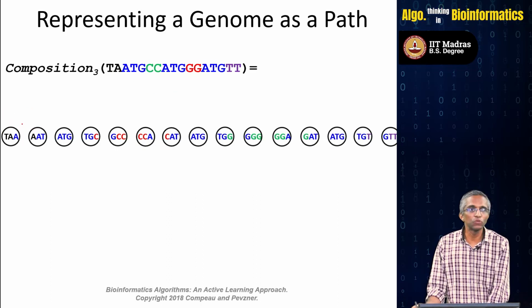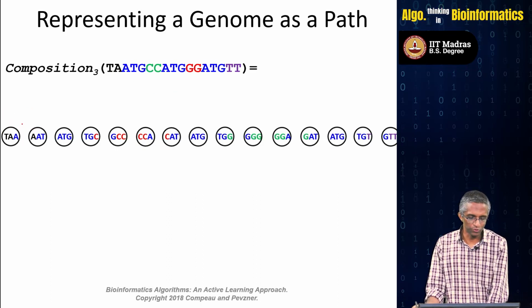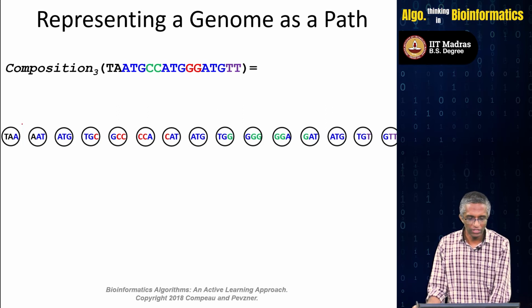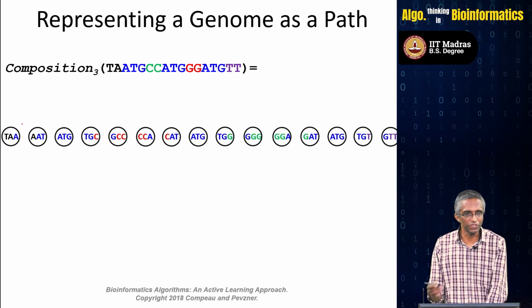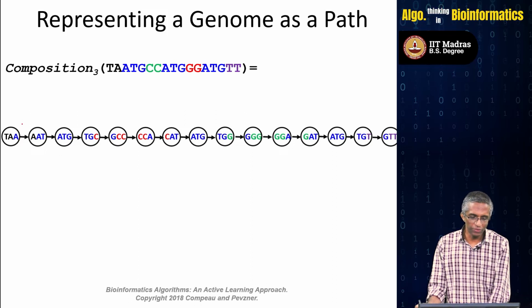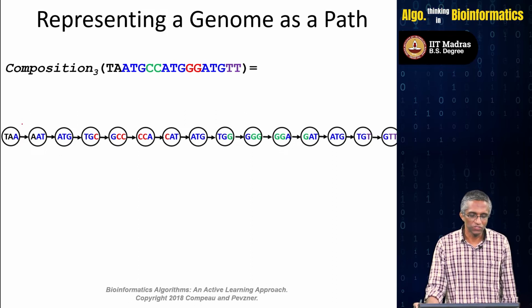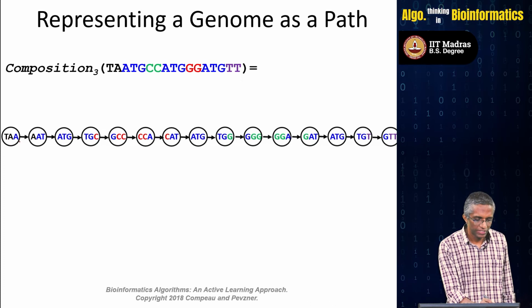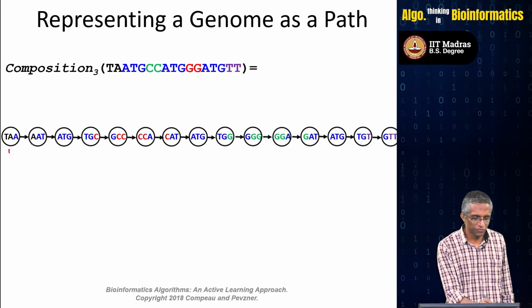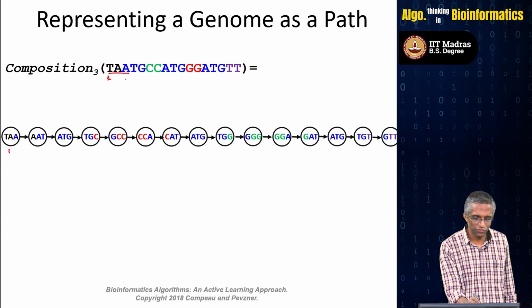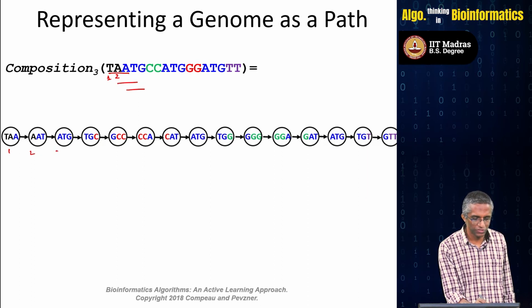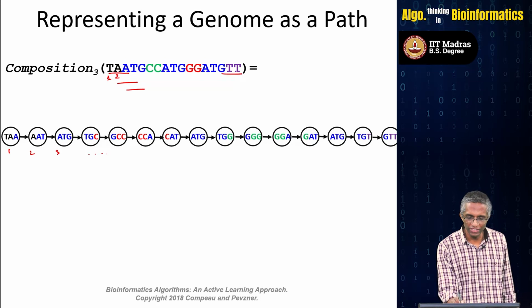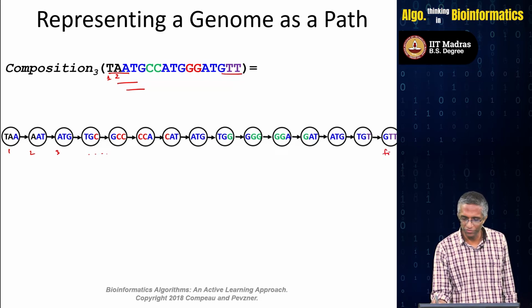So you can make them as nodes of a particular graph. You put circles around them, each one of them becomes a node, and then you can add edges based on whether they share a suffix and a prefix. So this is how it will be if you knew the ordering of the genome. TAA is the first position, AAT is in the second position, ATG is in the third position, and so on, all the way till GTT, which is in the final position.